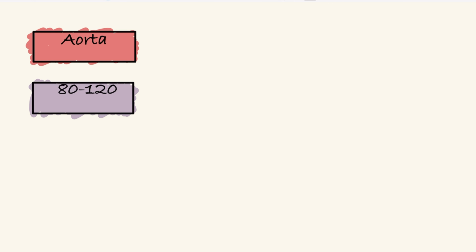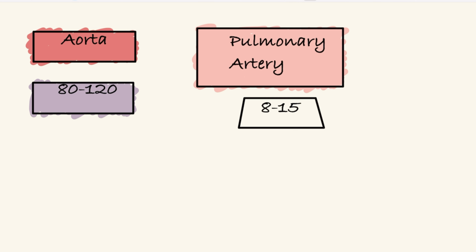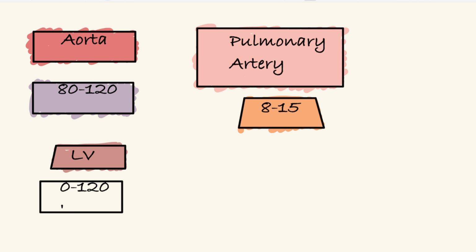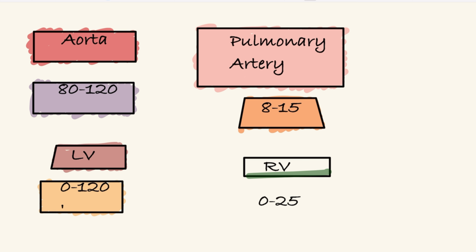In the aorta, pressures range from 80 to 120 mmHg, while in the pulmonary artery, they range from 8 to 15 mmHg. Left ventricular pressures vary from 0 to 120 mmHg, while right ventricular pressures range from 0 to 25 mmHg.